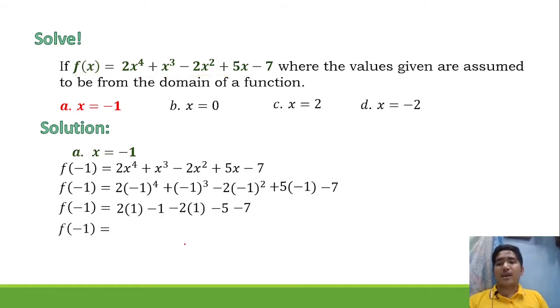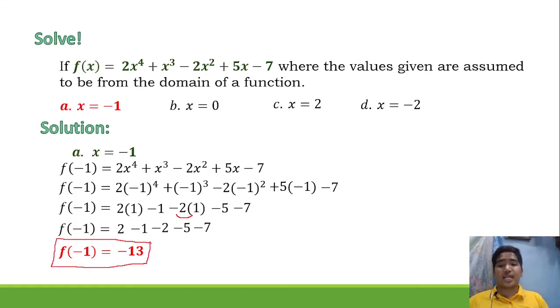So we have f of negative 1. So 2 times 1 that is equal to 2 minus 1. Negative 2 times 1, that is equal to negative 2. Then, bring down muna natin sila lahat. Negative 5 minus 7. And then, 2 minus 1, minus 2, minus 5, minus 7. And that is equal to negative 13. Okay, so our final answer here is negative 13. Okay, if your answer is negative 13, then you are correct.